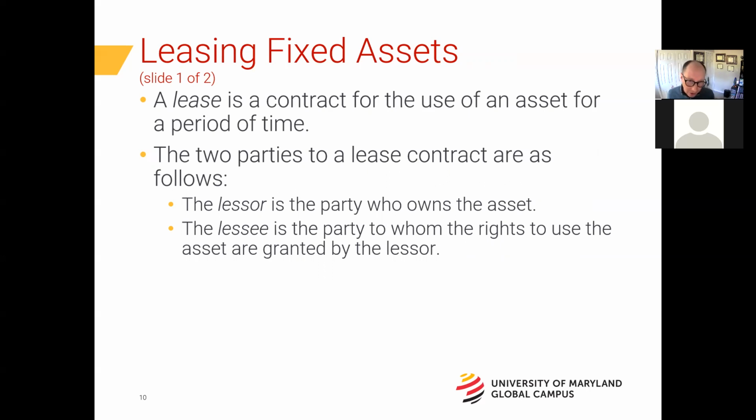There are two parties to a lease. There's a lessor and a lessee. The lessor is who owns the asset. The lessee is who's using the asset. So if you think about an apartment that you're renting, the lessor, that's your landlord. The lessee, that's you. The apartment is owned by the landlord, who is the lessor. You are using that apartment. You're the lessee.